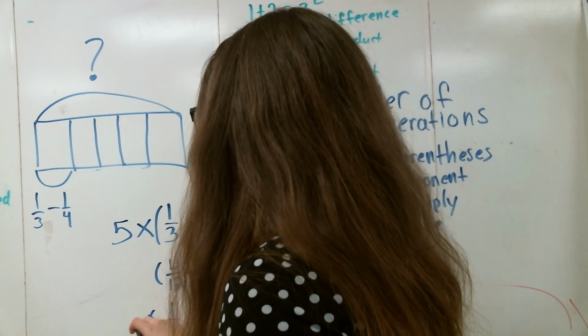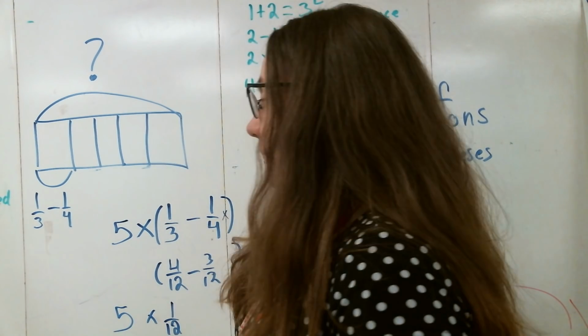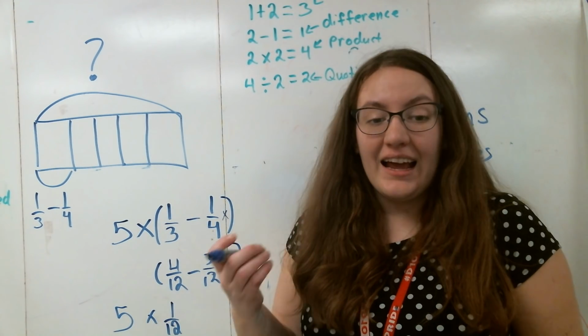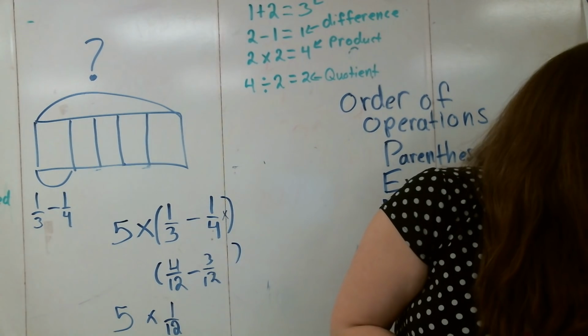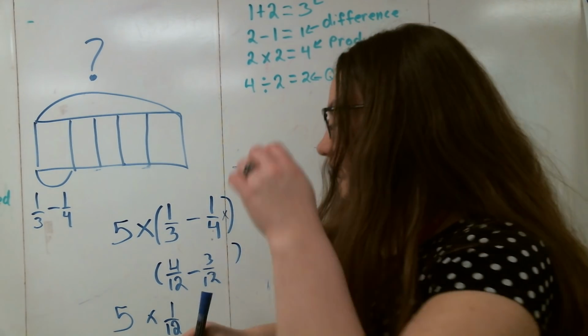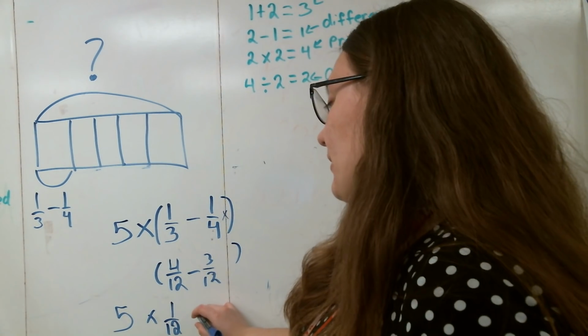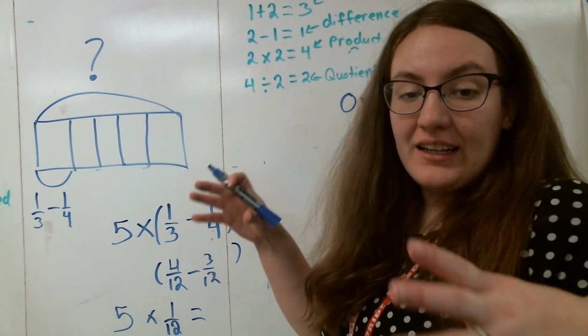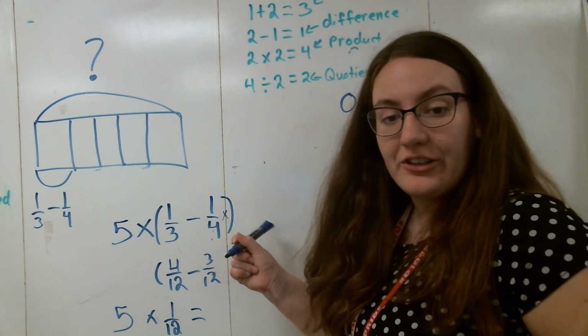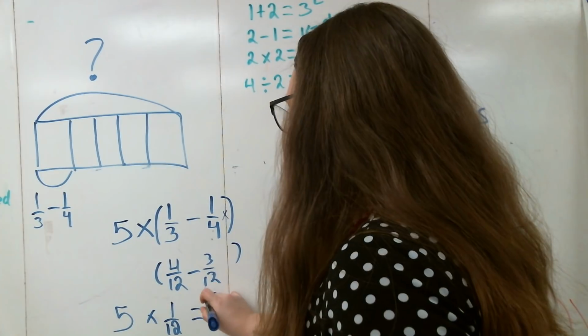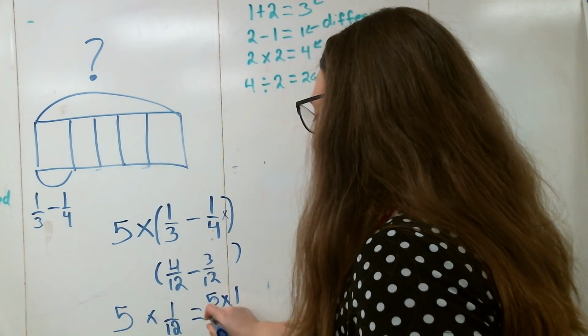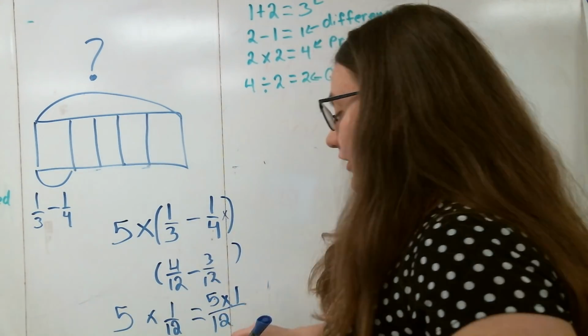And now what I need to do is multiply this by 5. And now we should know how to do the problem from here. When I get to this part, I now need to write this all together like we've been learning how to do in the previous lesson. So I'm going to have 5 times 1 on the top, all over 12.